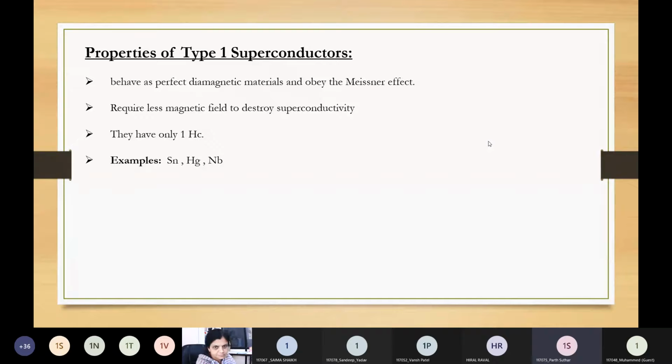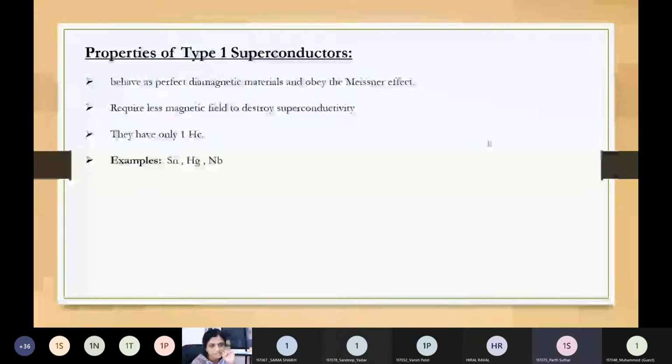The second point is that it requires less magnetic field to destroy superconductivity. We can see it from the graph also that at a particular point, the superconductivity directly decreases.